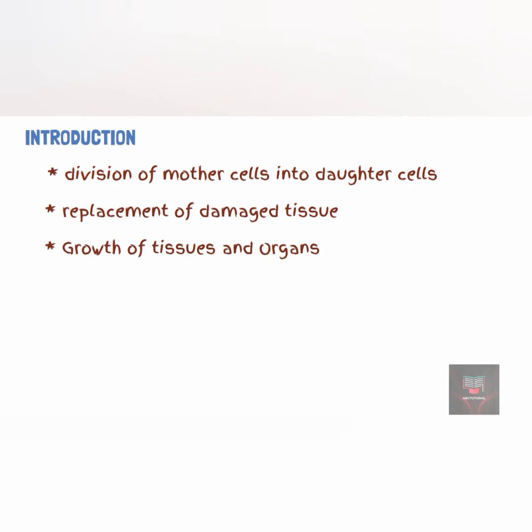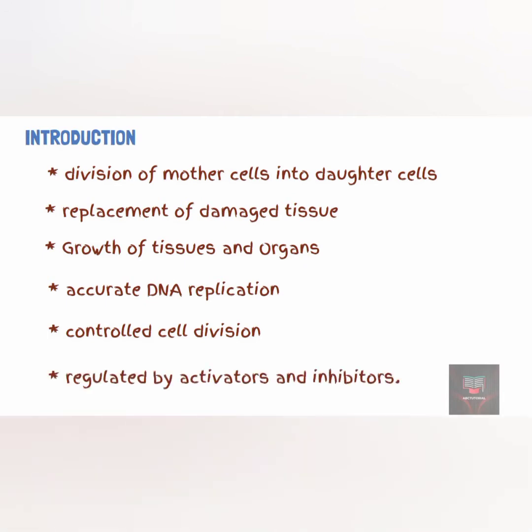During cell division, there must be accurate DNA replication in order to prevent genetic mutations and other genetic disorders. The rate of cell divisions is usually controlled in order to prevent uncontrollable proliferation of cells, such as those that occur in cancers. Cell division is usually regulated by activators and inhibitors.